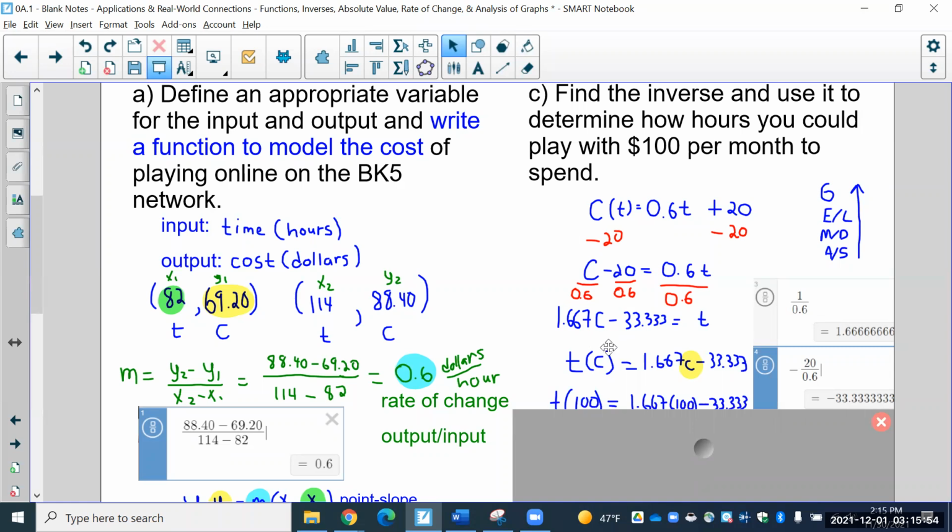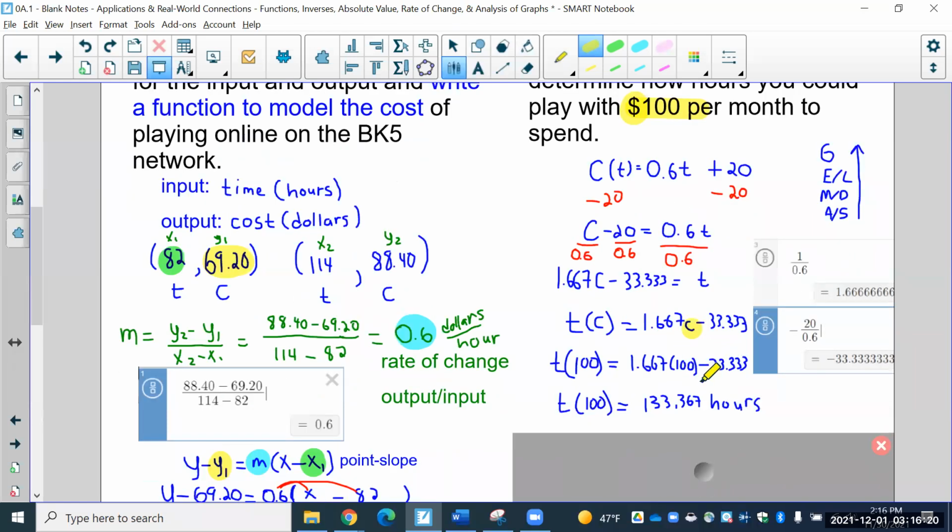Use 3 decimal places. AP classes and SAT, they like 3 decimal places. And then I just rewrote it as T of C. Okay, and so there's my inverse. And then it asked me to take this $100 and put it in the right spot in the inverse. Now, just pay attention to the unit. You see how it says dollars? That's going to go in C, and then you're just going to type that again in the Desmos. When I typed that in, I got 133 hours, meaning someone gives you $100. How many hours can you play?